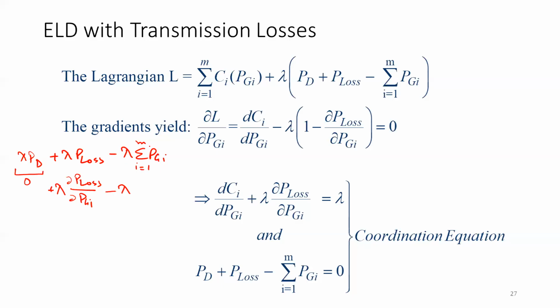One. From your previous class, we did this derivative a lot of times. Minus 1. So you get a minus 1. So you end up getting lambda del P loss by del PGi plus lambda. No, it should be 1 minus. Plus 1, that would be 1, sir, I think.